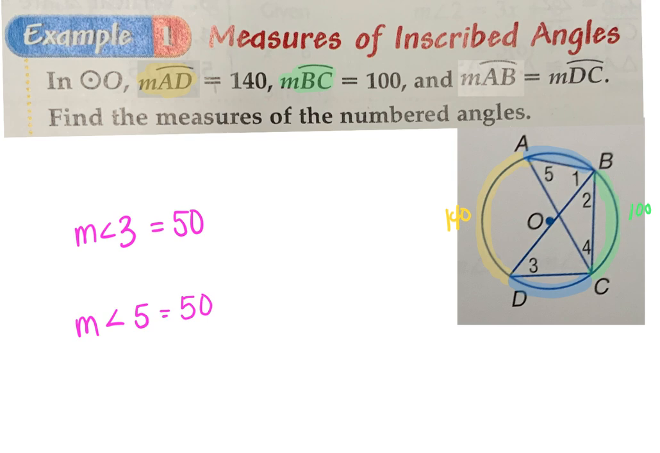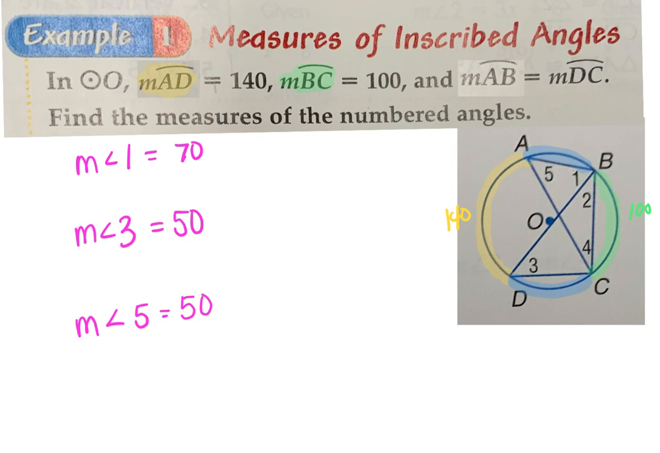All right. Now, we need to know 1. 1 makes up one that we already know, right? So 1 right here makes up what? 140. So 1 is going to be half of that. So what is 1 going to be? 70. Okay. And then we need 2 and we need 4. Now, 2 makes up DC and 4 makes up AB. So whatever those are going to be the same, right? Because we know the arcs are the same.